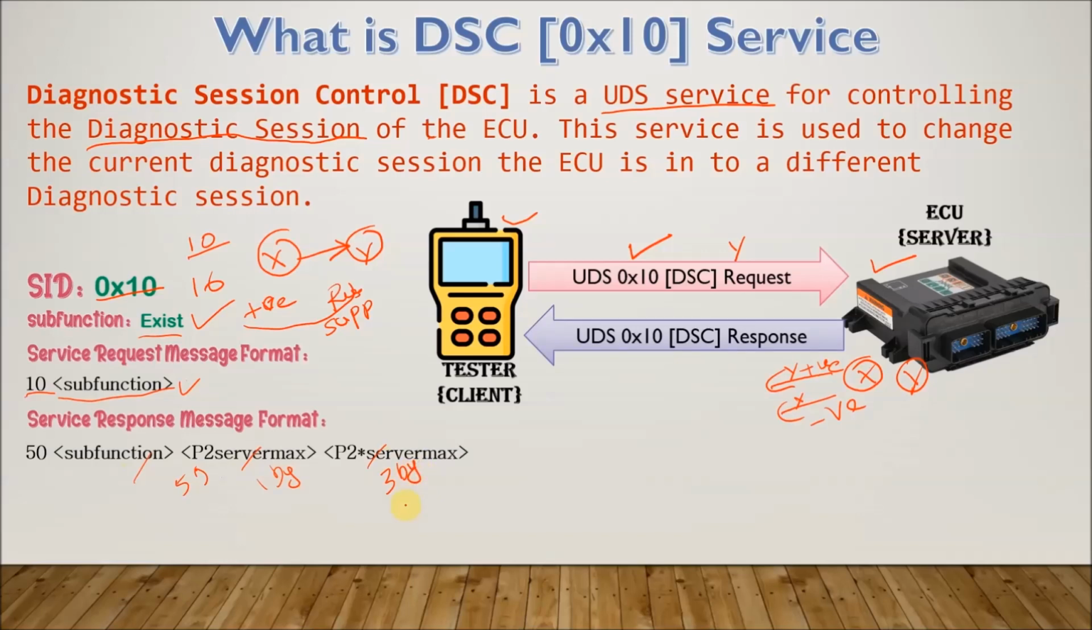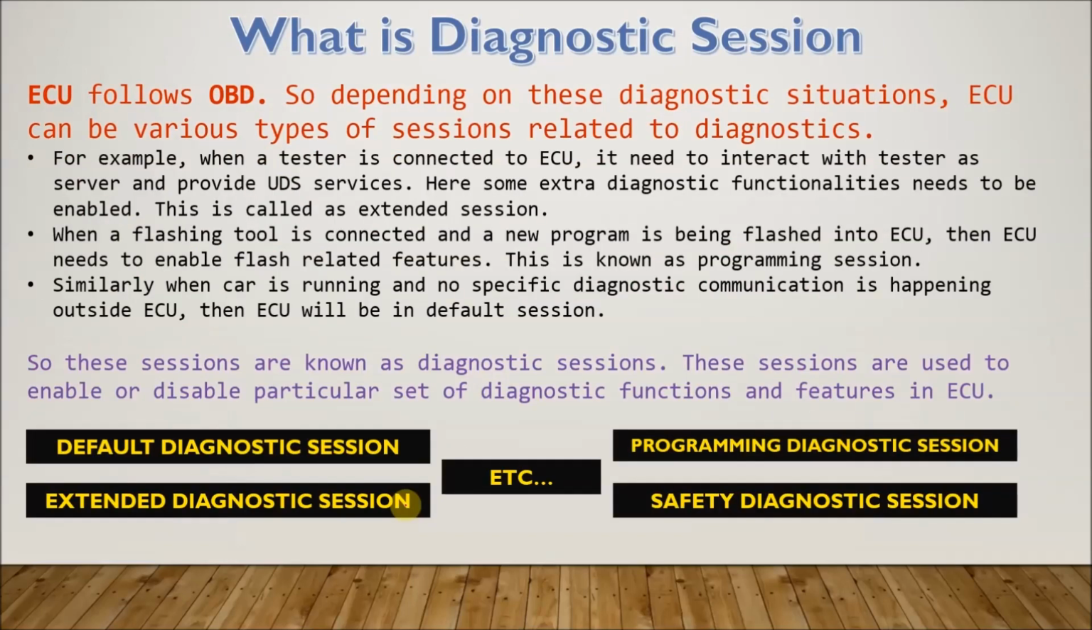Before understanding this diagnostic session control, we need to understand what exactly a diagnostic session is. So as you know, the ECU follows OBD standards. What is OBD? Onboard Diagnostics. It means the capability of the ECU to diagnose itself, note the malfunctions which are happening in the ECU, and store them. So depending on these different diagnostic situations, like whether the ECU is doing the OBD when the car is running, then the diagnostic is happening.